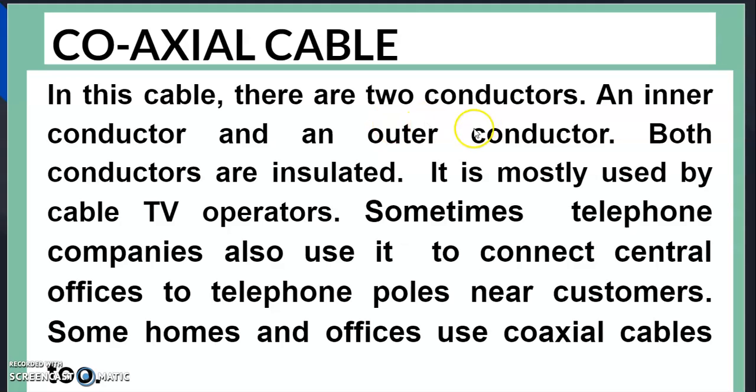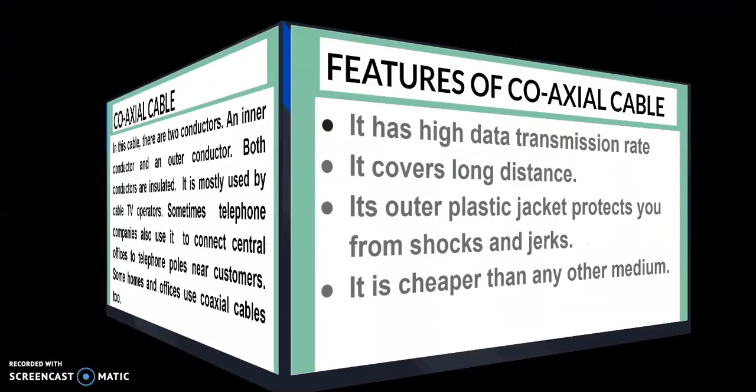So, in coaxial cables, they have two conductors, an inner conductor and an outer conductor. Both conductors are insulated, just as we saw in the diagram earlier. So, and it is mostly used by cable TV operators. They are the ones that use this coaxial cable. Sometimes telephone companies also use these cables to connect their central offices to telephone poles close to their customers. We can also use them too at homes and offices.